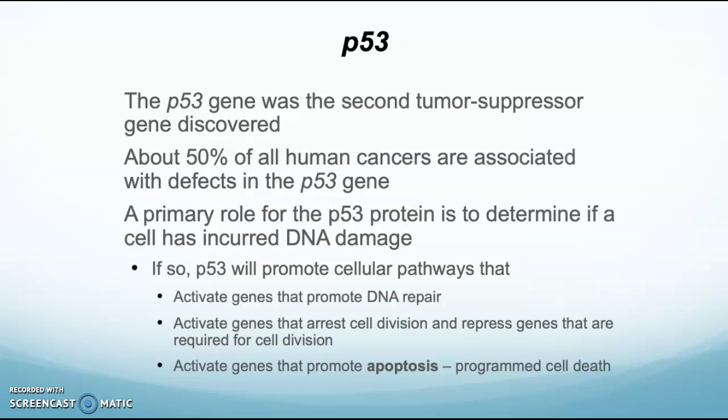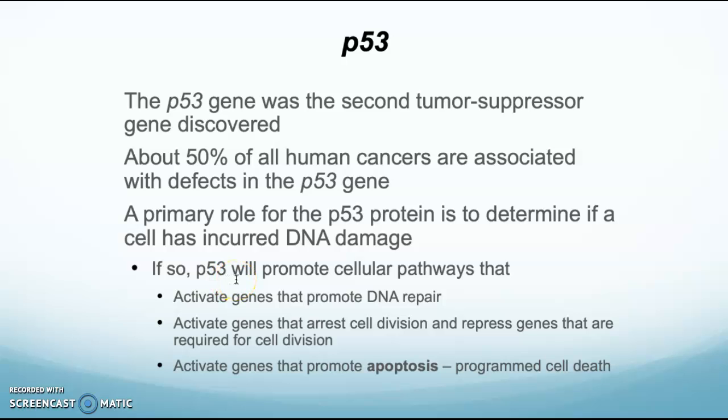So the second tumor suppressing gene that was discovered, and really is estimated to make up about 50% of all cancers, associated with some defect in this particular gene, is the P53. So the P53 is a little bit different than the retinoblastoma one that is actually just stopping, basically inhibiting cell division. P53 is actually looking to determine if it has already incurred DNA damage. And so it's really looking for mutations.